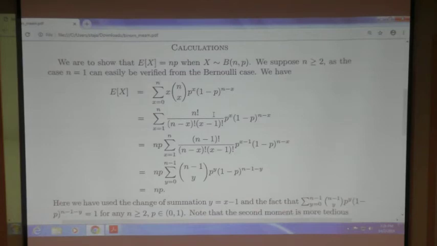Okay, for some of you who like math, you can listen. If you don't like math, you don't have to care. We're not going to see anything much harder than this for the rest of the course. Okay, so n factorial is n times n minus 1 factorial. I take it outside. p to the x is p to the x minus 1 times p, so I can take one of those p's outside.